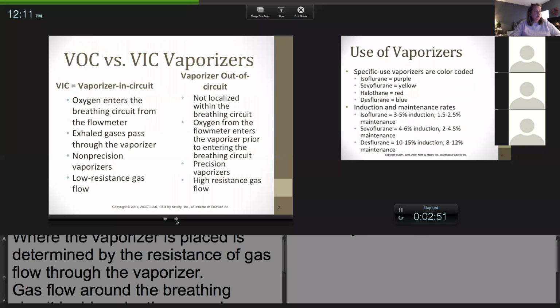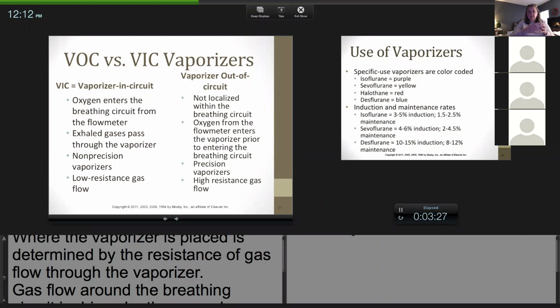When we talk about vaporizers, they're either called a VOC or a VIC: vaporizer out of circuit, vaporizer in circuit. What you use now is a VOC, because the vaporizer is outside the breathing circuit. And when I say circuit, that's where they're breathing from. So the vaporizer sets the percent being delivered to the system. The vaporizer in circuit was the non-precision vaporizer, kind of like the jar and a wick.